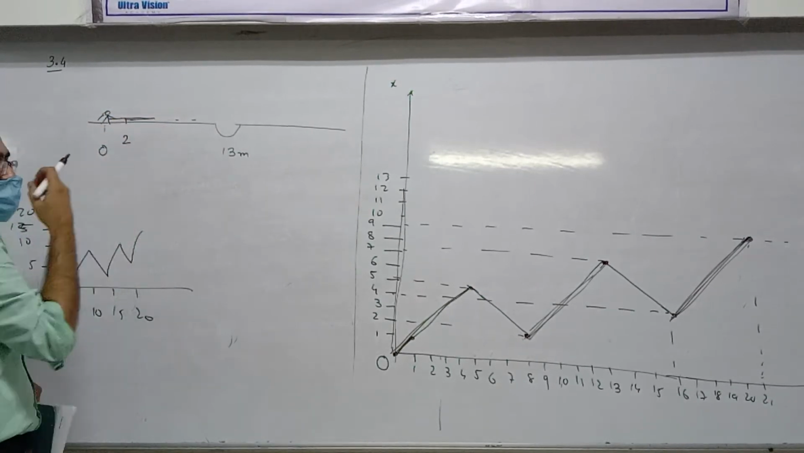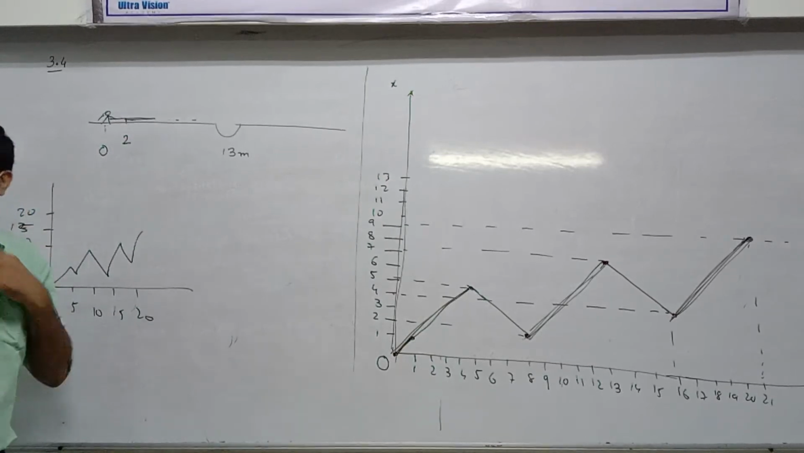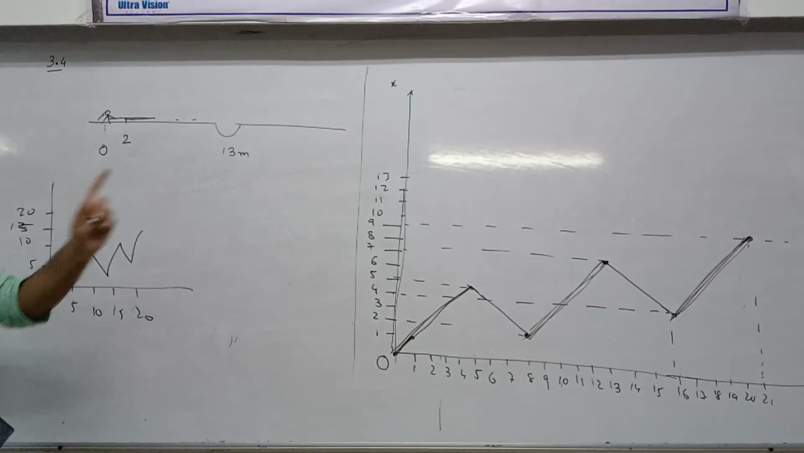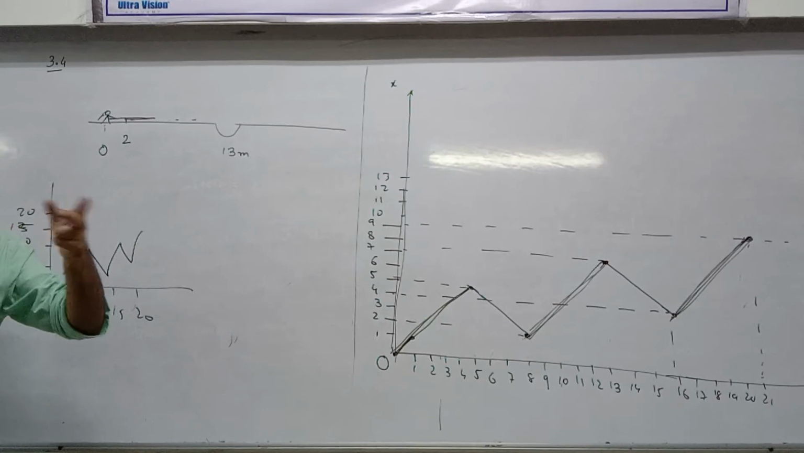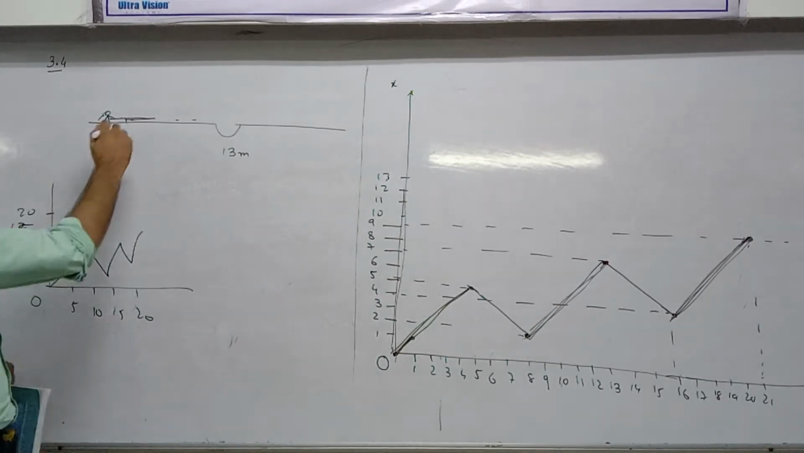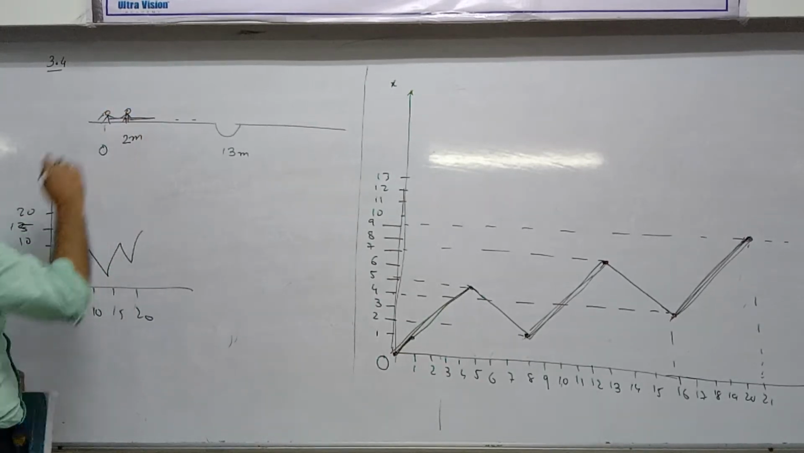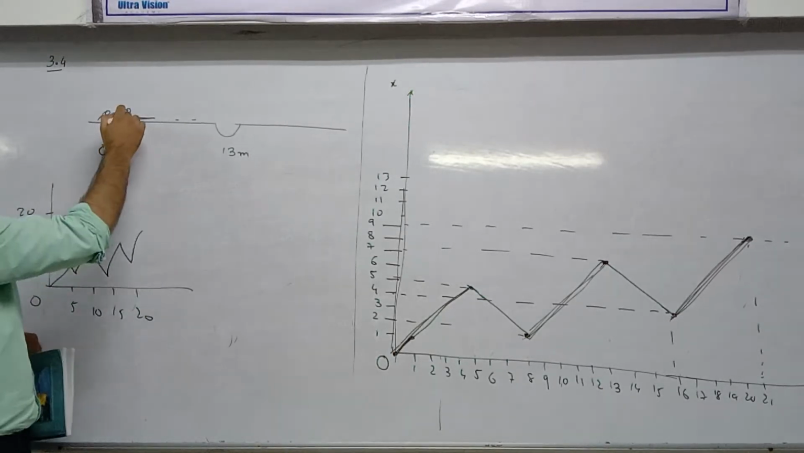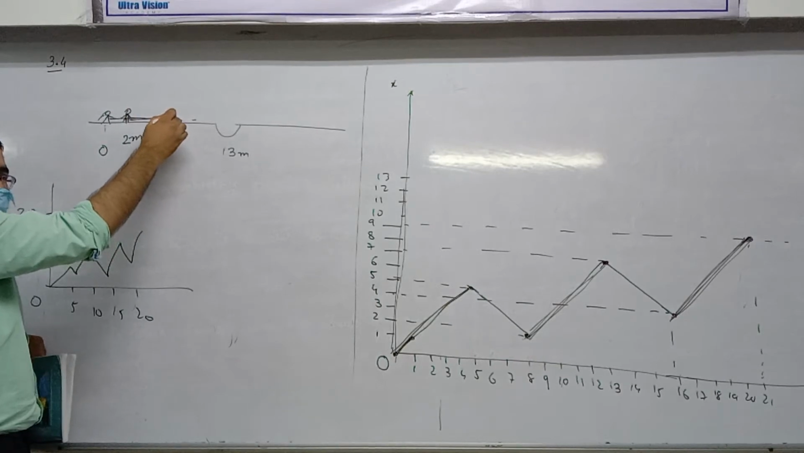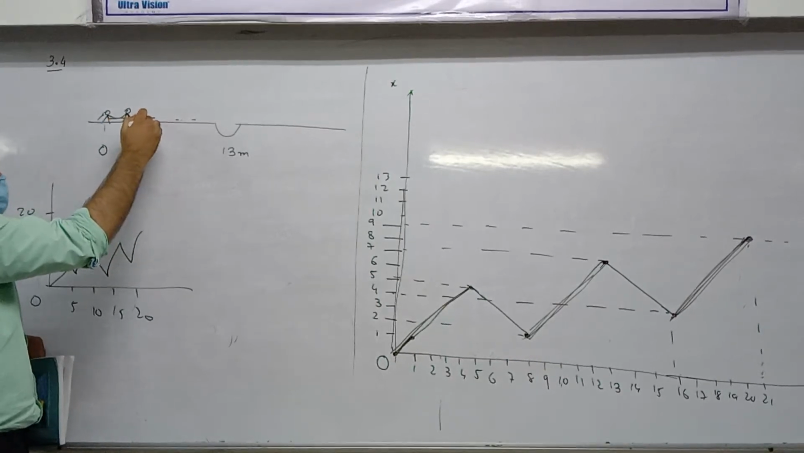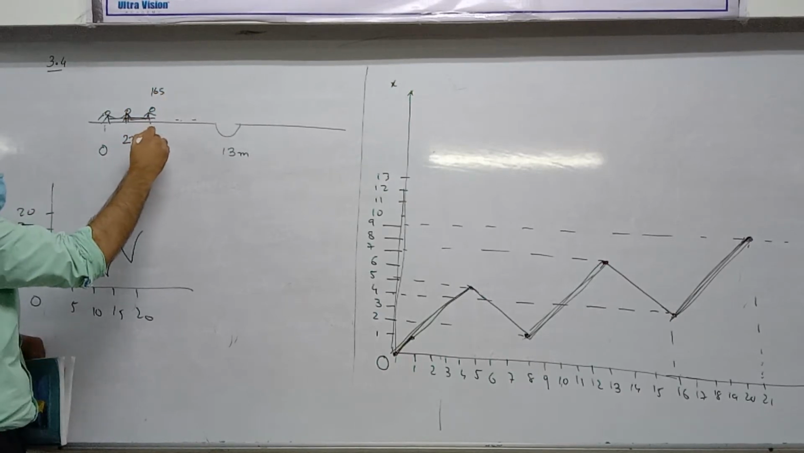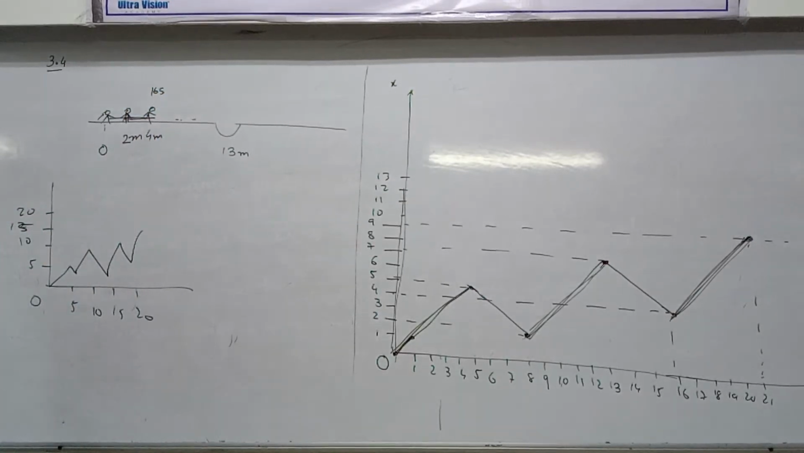Okay, moves 5 forward, 3 backward. So, he's at 2. How much time did it take? 5 forward, 3 backward. 8 seconds. Clear or not? Yes. Sure? 5 plus 3, 8. So, in 8 seconds, the drunkard is here. Now, in the next 5 seconds, the drunkard will go from 2 to 7. And then come back from 7 to 4 in the next 3 seconds. So, after 16 seconds, the drunkard is at 4 meters. Can you understand?